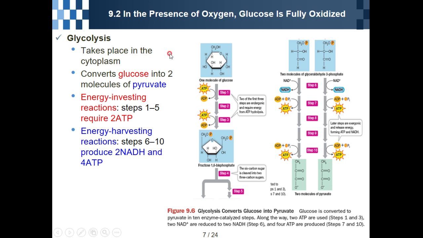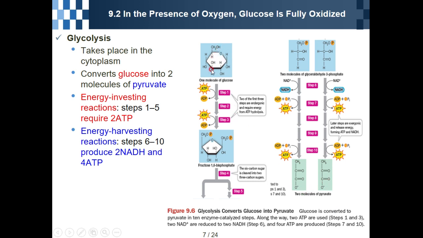So our cell looks like this. We have a nucleus and mitochondria like this. Glycolysis happens in the cytoplasm, here. Starting from glucose, it converts 1 molecule of glucose finally to 2 molecules of pyruvate.